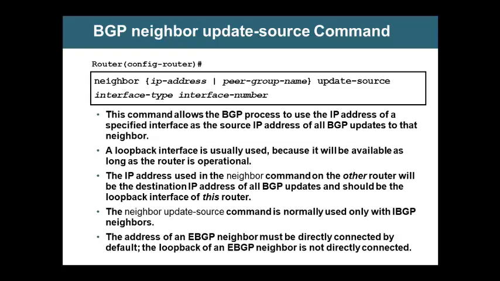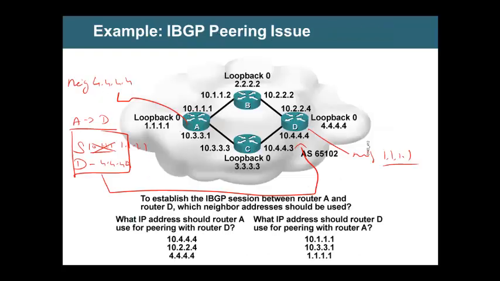Correct. When I say neighbor 4.4.4.4 update-source loopback 0, what happens? When I go to router A and say neighbor 4.4.4.4 update-source loopback 0, what is in loopback 0? So I'm asking BGP to send all the updates sourcing from loopback 0. You understood now?